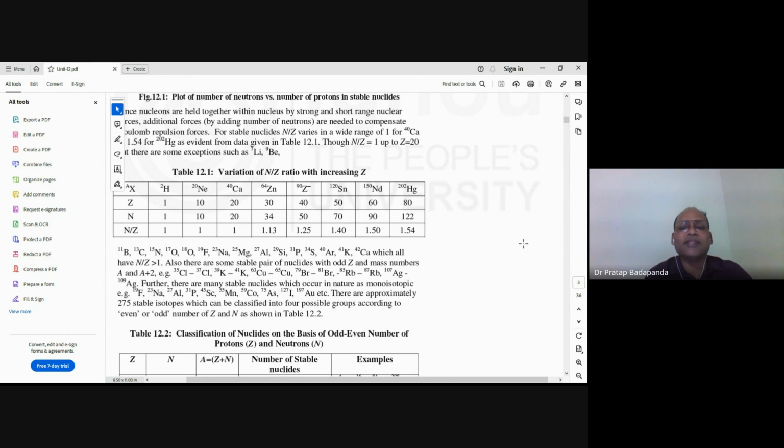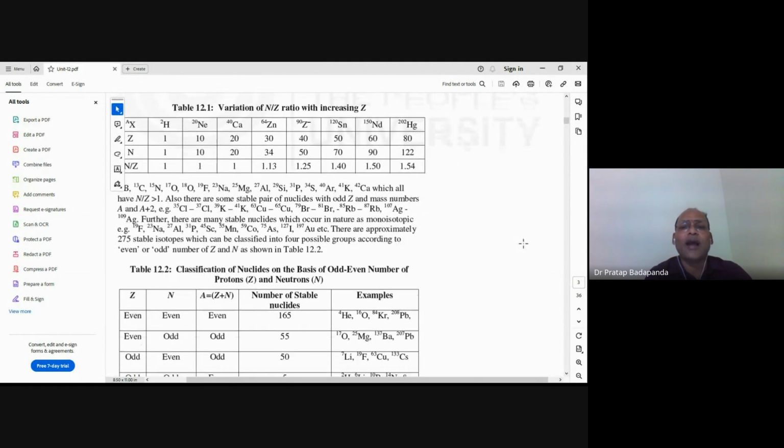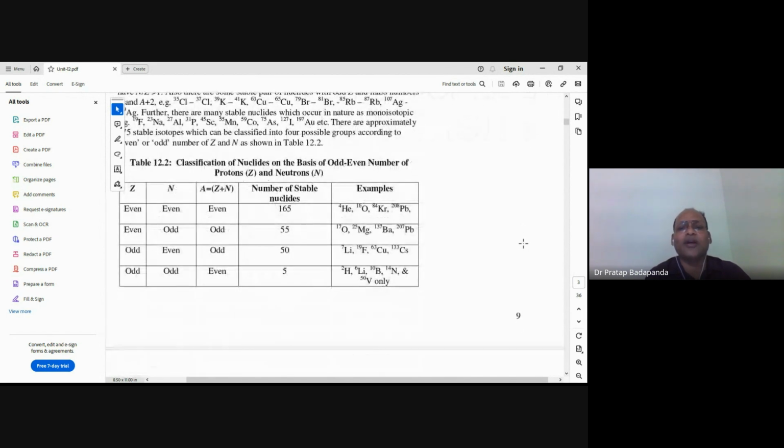Okay. So in this case also there are some stable pairs of nuclides with odd Z and odd mass number. Odd Z means you will see the ratio is greater than 1. So if it's zinc, then tin, neodymium and mercury are there. So you will see 1.13, 1.25, 1.40 values. But in the first three cases, hydrogen, neon and calcium, the ratio is 1:1. Okay. So in this case, what will happen? The chances of radioactivity will be more for those having a larger value of this ratio.